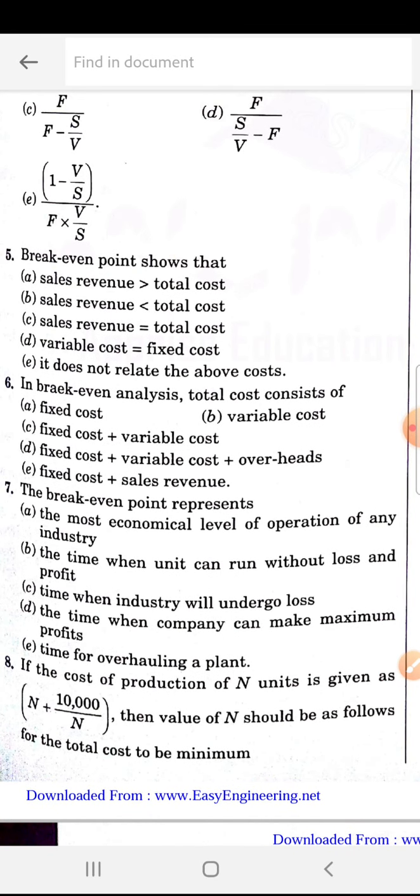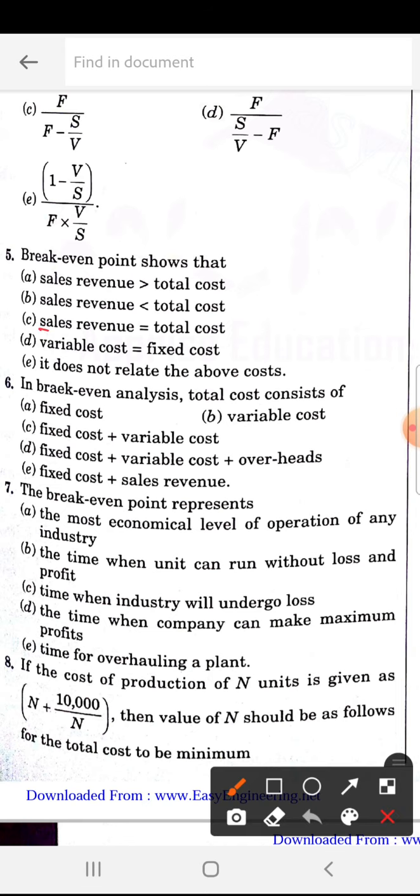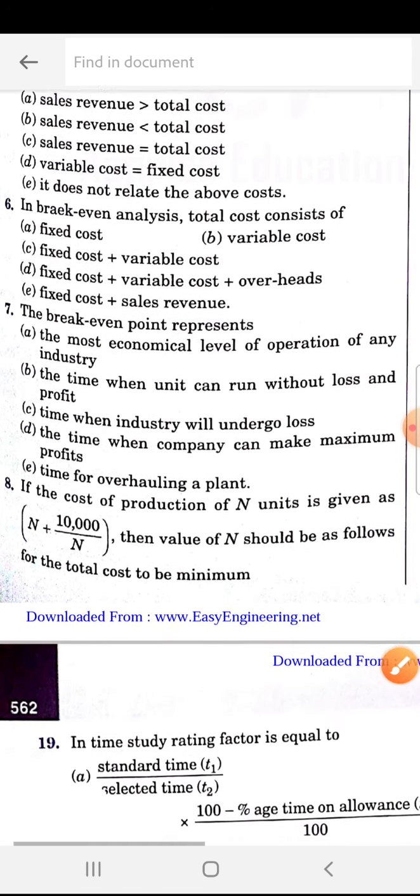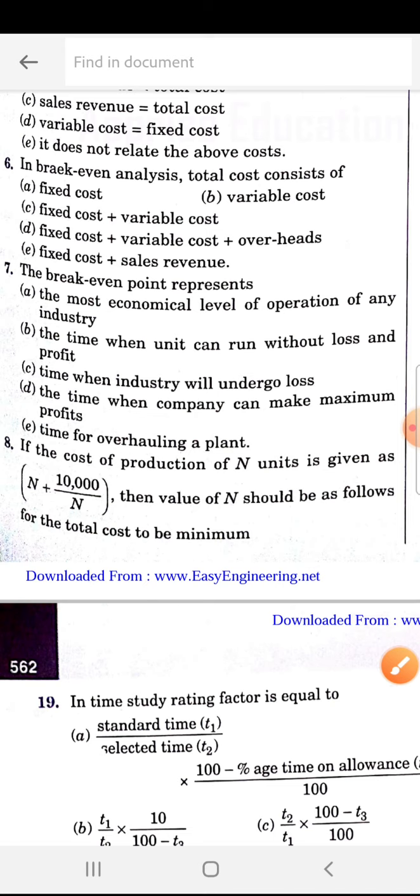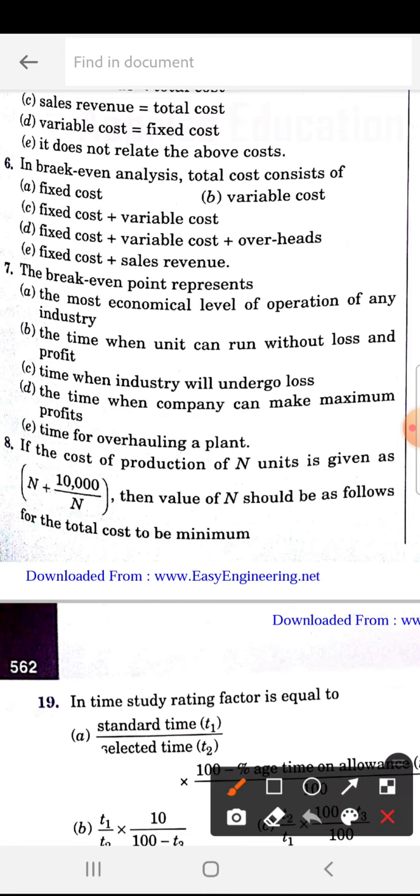Next, break even point shows what? At the break even point, sales revenue is equal to total cost. So this is an important question. Sales revenue is equal to total cost, that is C. Fifth is C. Next, sixth, break even analysis, total cost consists of fixed cost plus variable cost only, that much.